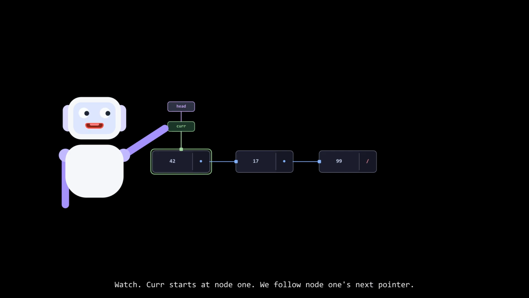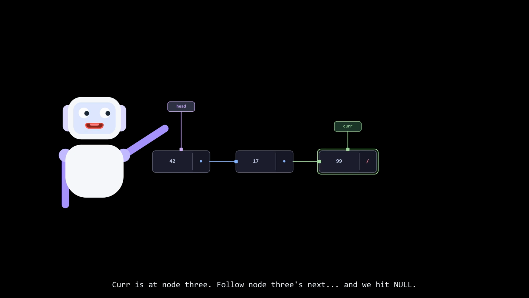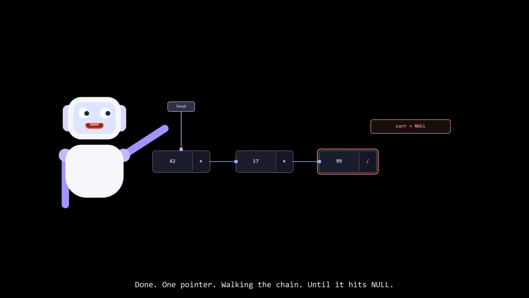Watch. Cur starts at node 1. We follow node 1's next pointer. Cur is at node 2. Follow node 2's next. Cur is at node 3. Follow node 3's next, and we hit null. Done. One pointer, walking the chain, until it hits null.